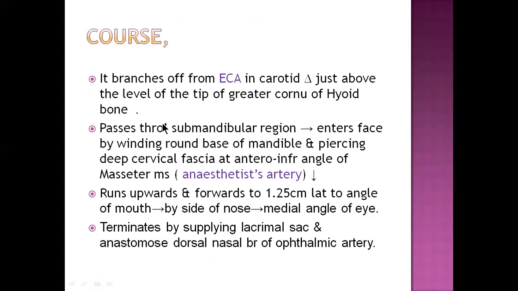So again, I will repeat this. It branches off from the external carotid artery in the carotid triangle. There is a triangle called the carotid triangle. When you come to the neck region and dissect it, you will find a triangle called the carotid triangle. We will discuss it later in its own lecture. It arises just above the level of the tip of the greater cornu of the hyoid bone.